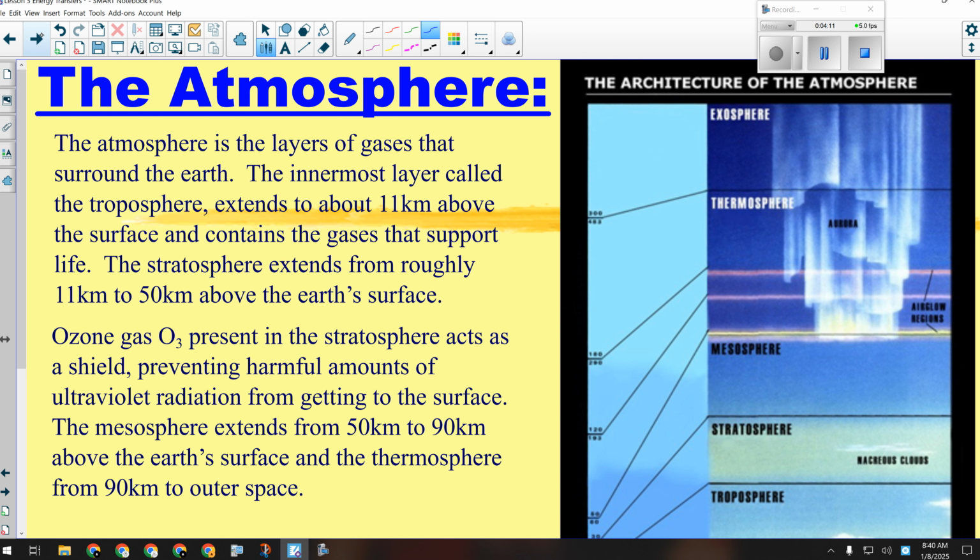The atmosphere, in terms of energy transfers, is by far the most important of the three. Again, we're back to three again. Atmosphere, lithosphere, hydrosphere. The atmosphere is the most important because it's the most mobile. It can transfer energy because gases can move freely.